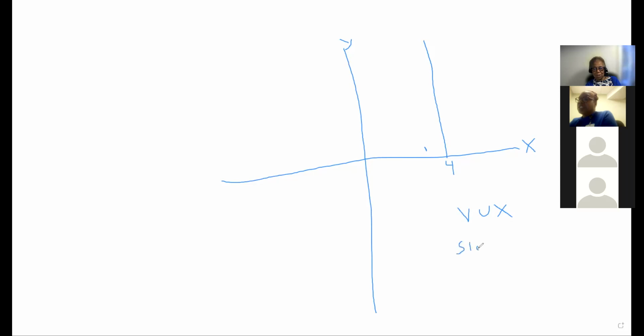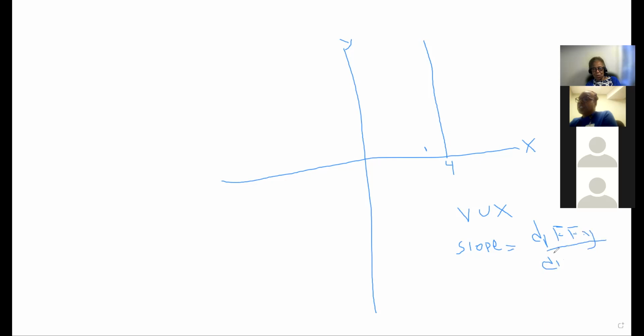Slope, rise over run, or difference in Y over difference in X. So slope of the line is equal to the difference in Y divided by the difference in X. Difference in Y divided by the difference in X.